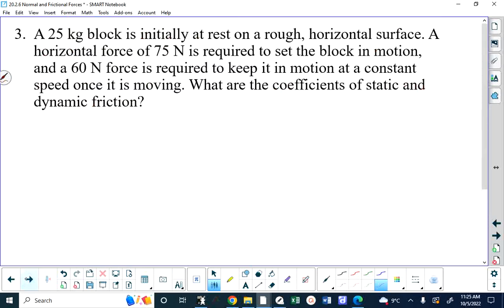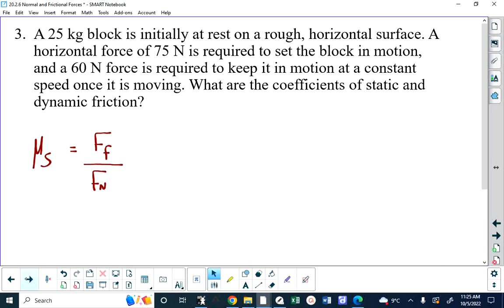Let's try another one. Number 3: a 25 kilogram block is initially at rest on a rough surface. A horizontal force of 75 newtons is required to set the block in motion, and a 60 newton force is required to keep it in motion. What are the coefficients of static and dynamic friction? Well, the coefficient of static friction is equal to the force of friction over the normal force.